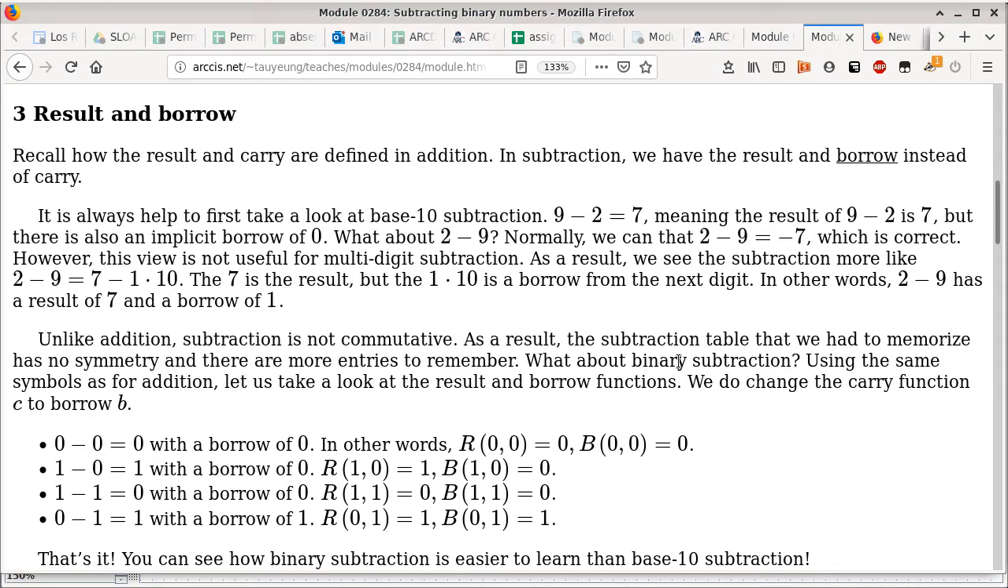But the table is bigger with subtraction because addition is commutative, which means 1 plus 2 is the same as 2 plus 1. So the number of combinations you have to remember is only half of what you have to do with subtraction. Subtraction is not commutative. 9 minus 2 is not the same as 2 minus 9. So you have twice the number of cases to memorize in order to do subtraction. All right. So are there any questions about base 10 subtraction?